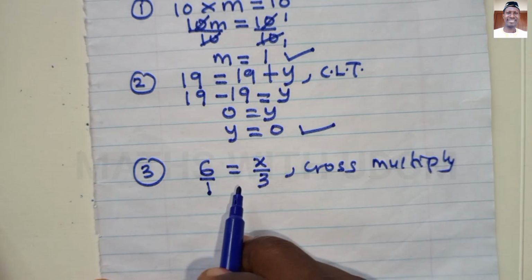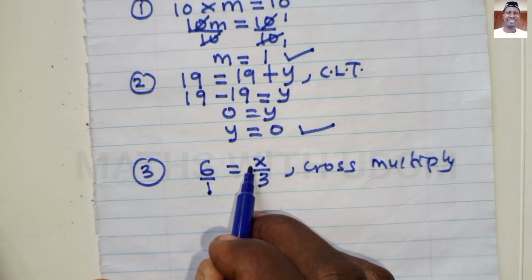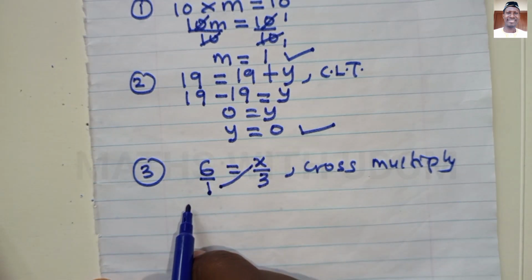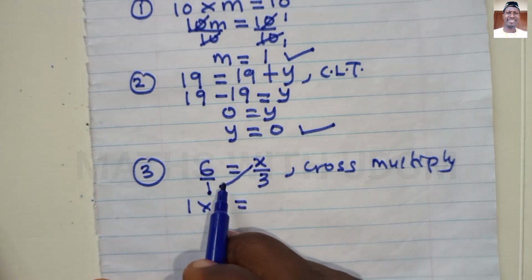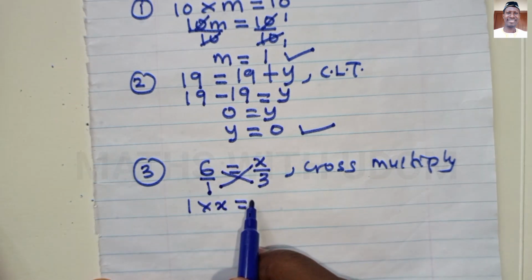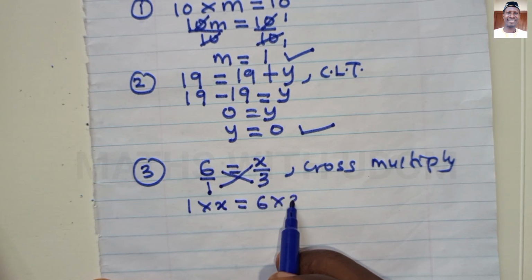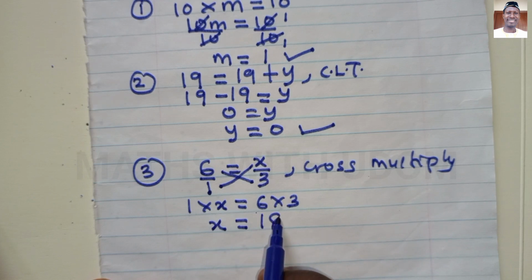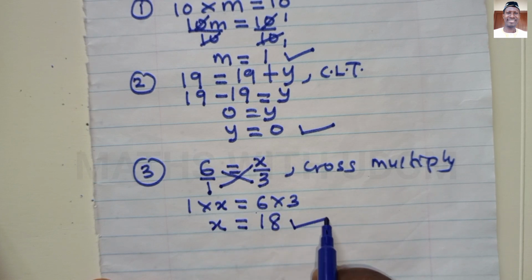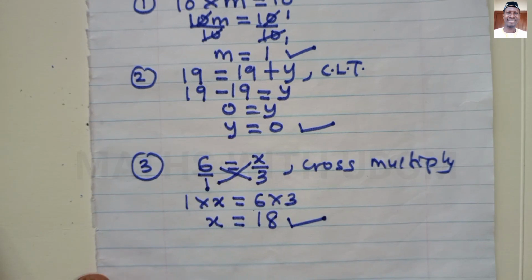So when you cross multiply, always cross the one with the alphabet first. So x multiplied by 1 will be crossed first. So you have 1 times x on the left hand side equals 6 multiplied by 3 on the right hand side. What is 1 times x? It is x. x equals 6 times 3, which is 18. And that's the value of our x, which is correct.